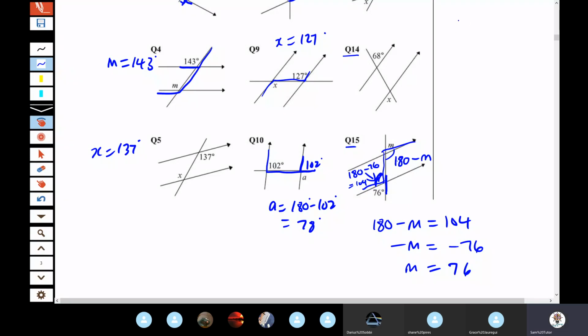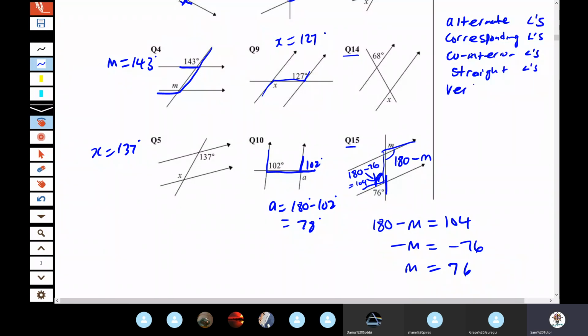These are the 4 words. Wait, let's write them down so everybody again can refresh this. Alternate angles, corresponding angles, co-interior angles, straight angles, just straight lines, and vertically opposite. So there's 5 of them. These 3 are for parallel lines. These are for anything else. All right, go talk to me. Which one do you want?